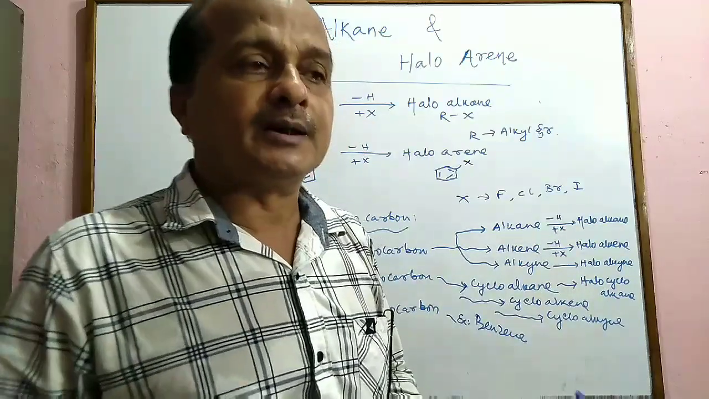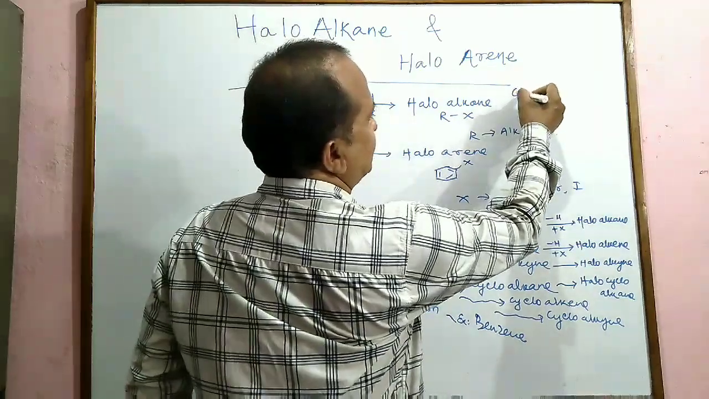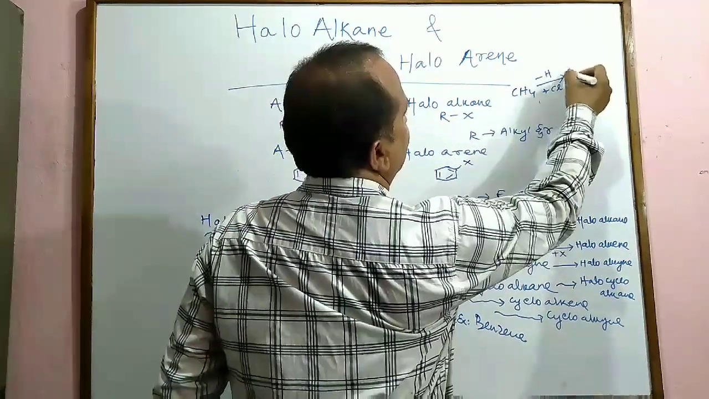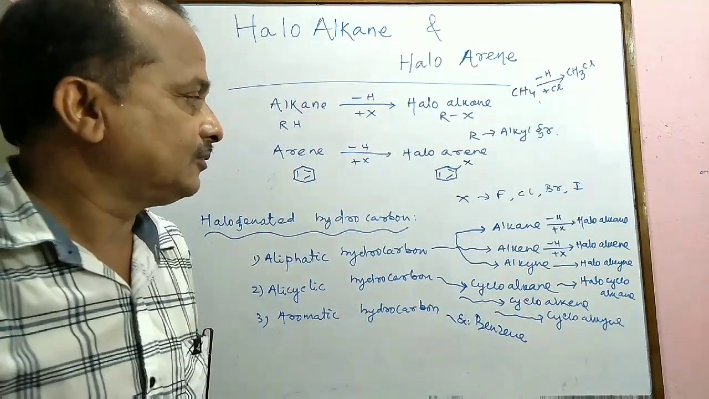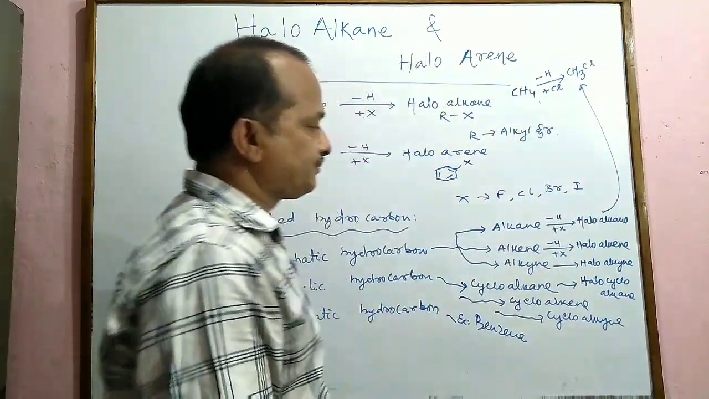For example, methane is the simplest member, CH4. You see, in methane, CH4, one hydrogen atom is replaced by one chlorine atom, and we will get CH3Cl, methyl chloride. Okay, that is one example of a haloalkane.